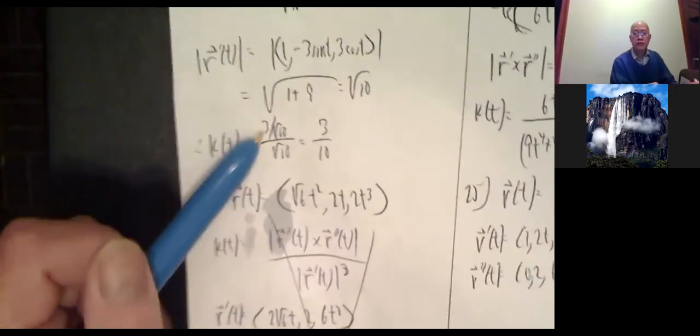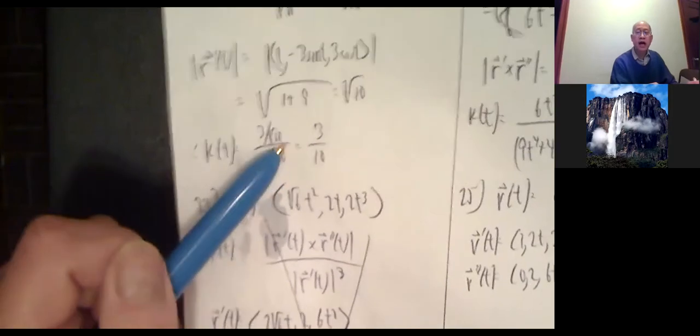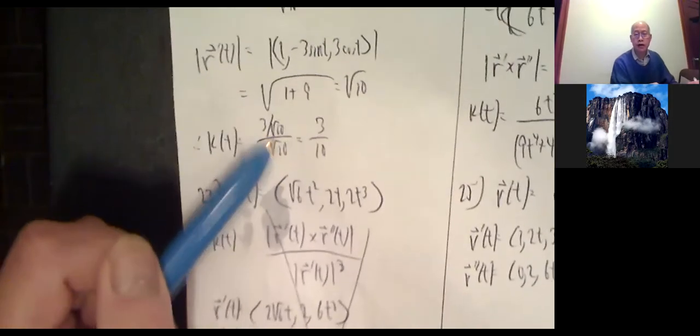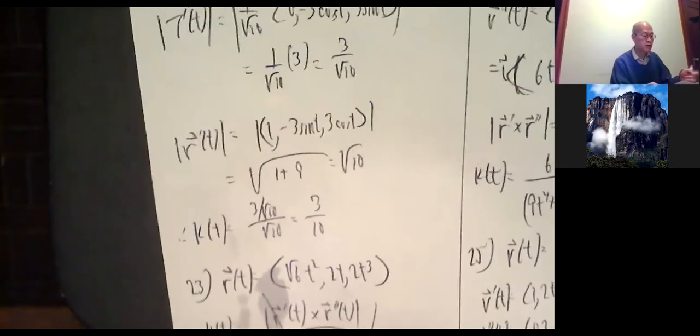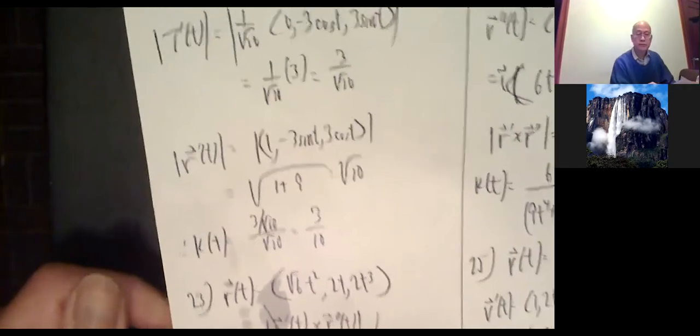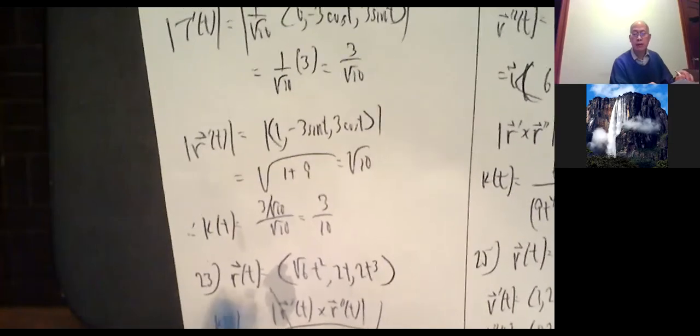Or you can think of this as 3 over radical 10 times 1 over radical 10, and then radical 10 times radical 10 is 10. So that's another way you can convince yourself of that one. Okay, never mind about that one. I didn't want to do that.